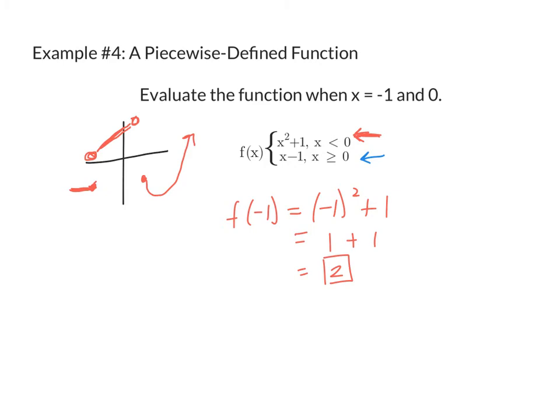The second one says evaluate the function when x is 0. Well, in this case, it's going to satisfy the second constraint because it says x is greater than or equal to 0. So for f of 0, we're going to focus only on the second function and substitute 0 into it. So that's going to be 0 minus 1. Well, we know 0 minus 1 is -1. And so f of 0 for this piecewise function is -1.